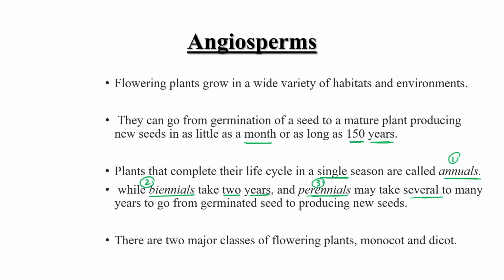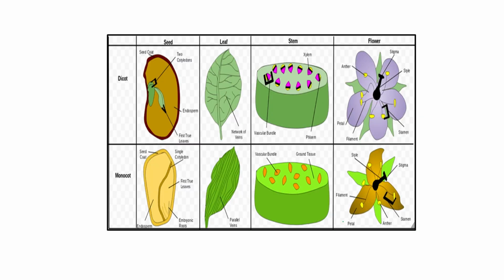Okay, and there are two major classes of angiosperm or flowering plant, further divided into some of their characteristics. They are monocot and dicot, or monocotyledon and dicotyledon. So you can compare their seed type in this picture, their venation type, their vascular bundle location type, their flowering type. They have different kinds of features, right?